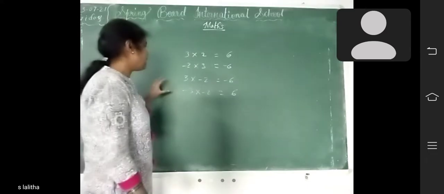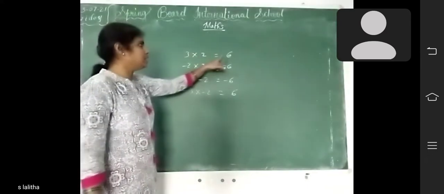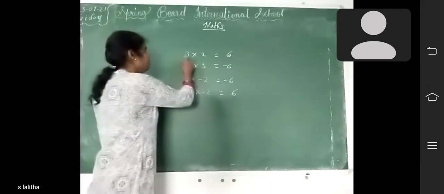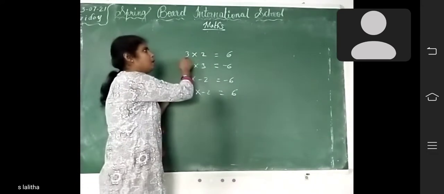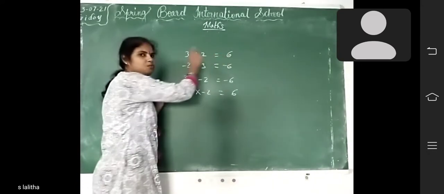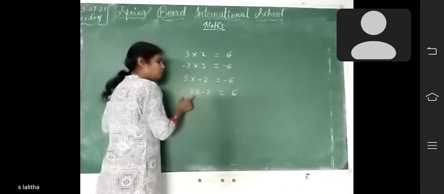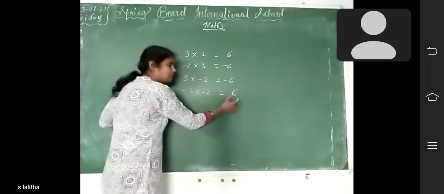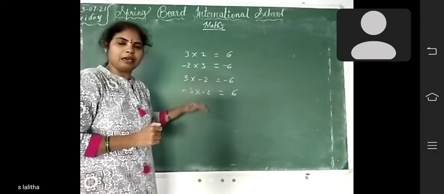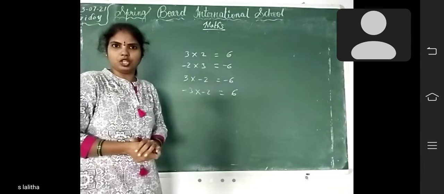If the signs are the same, the product is positive. See here positive, here positive, same sign. So the product is positive. Here see, here negative, here negative. Both are the same signs. The product is positive. If the signs are the same, the product is positive.